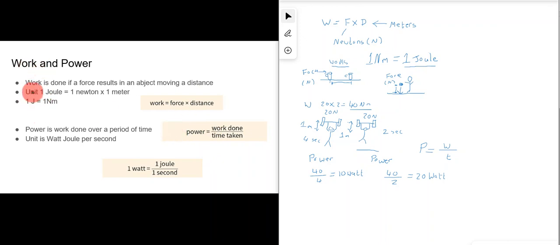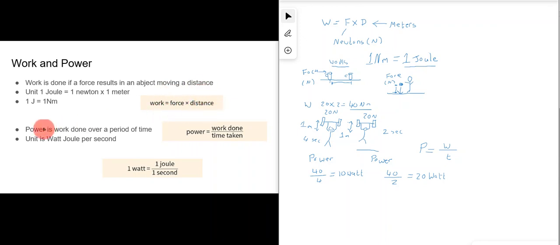Work is done if a force results in an object moving a distance. The unit is the joule, which is 1 newton meter. So it's applying a force of 1 newton over 1 meter. The formula is work is equal to force times distance. The force is in newtons, and the distance is in meters.